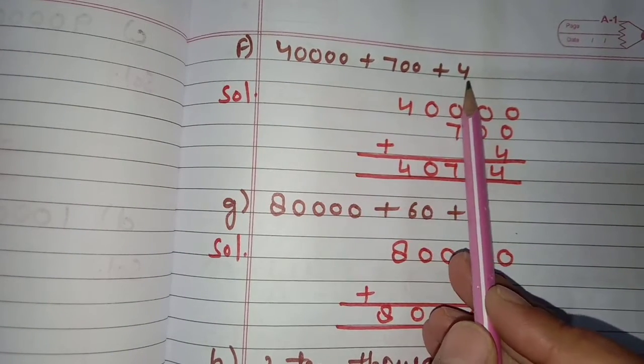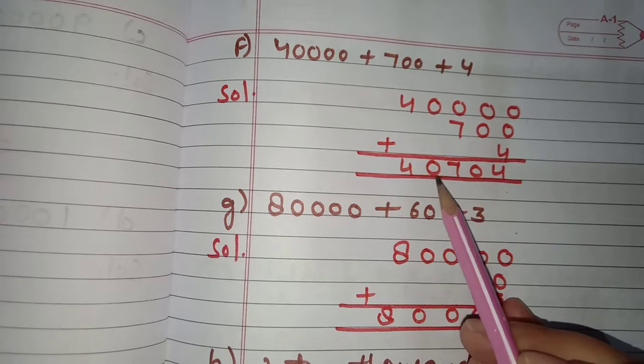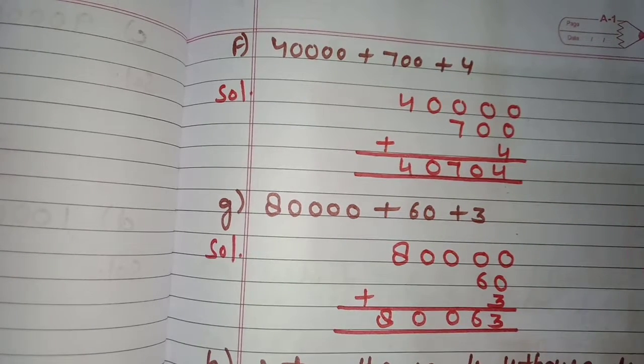Now next is part F. 40,000 plus 700 plus 4. Now write these values in the column form and add them. You will get 40,704 as the short form of this expanded form.